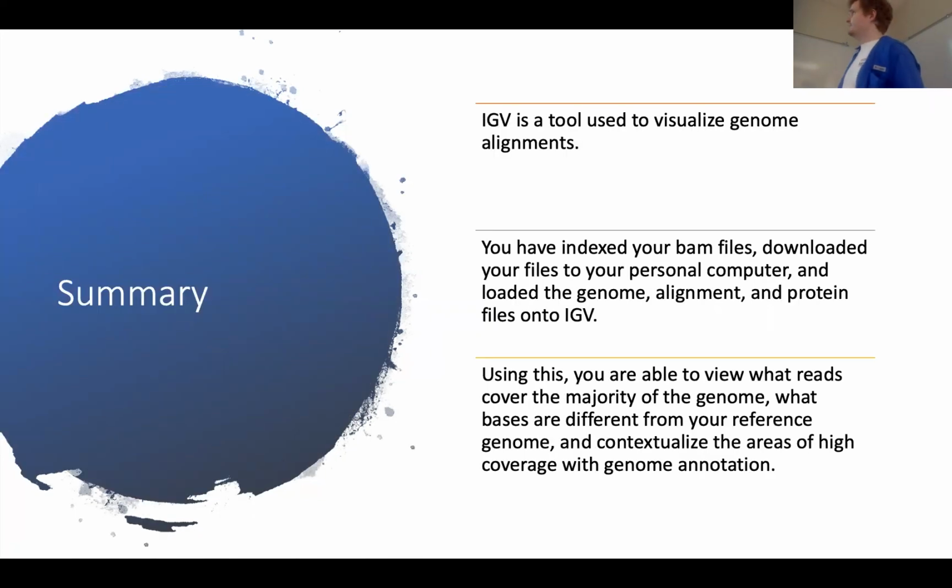So to summarize everything, IGV is a tool used to visualize genome alignments. I've shown you how to index your file, download them to your personal computer, and load the genome, alignment, and protein files onto IGV. And using this, you're able to view what reads cover the majority of the genome, what bases are different from your reference genome, and contextualize the areas of high coverage with genome annotation.